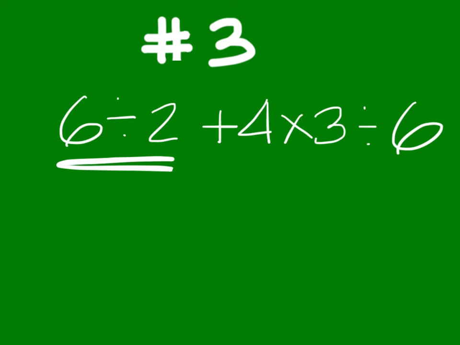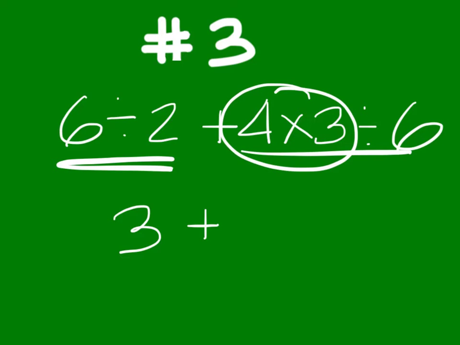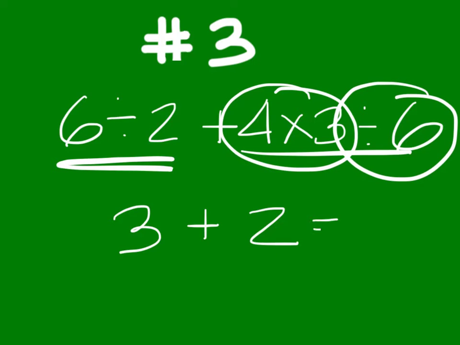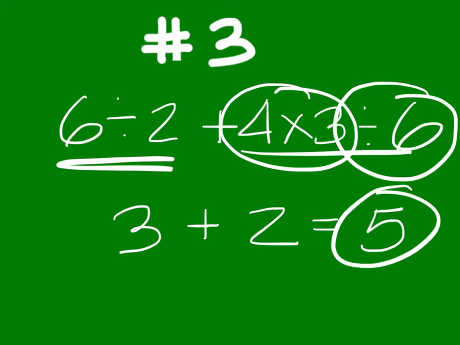First thing to do is 6 divided by 2, and that's 3. And then you'll do this, which is 4 times 3, that'll be 12. Divided by 6 is 2, so add those together to get 5.